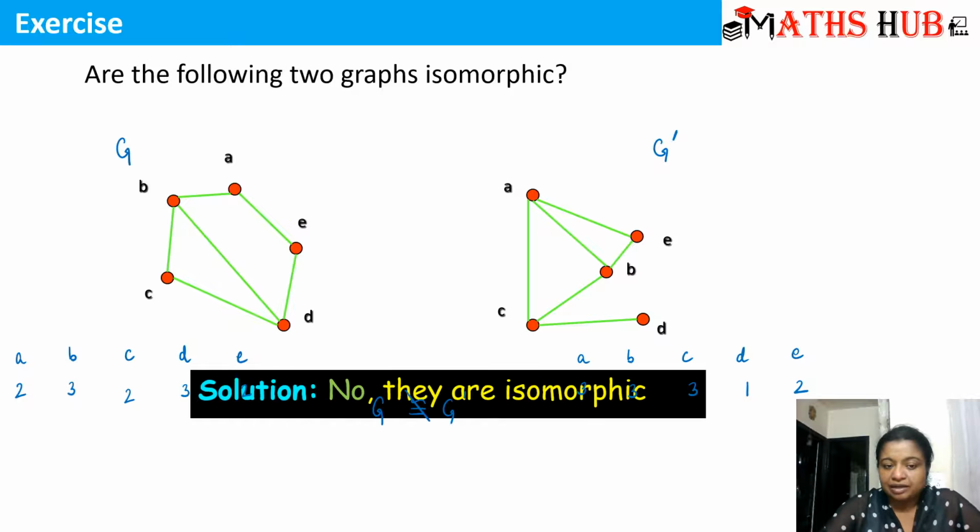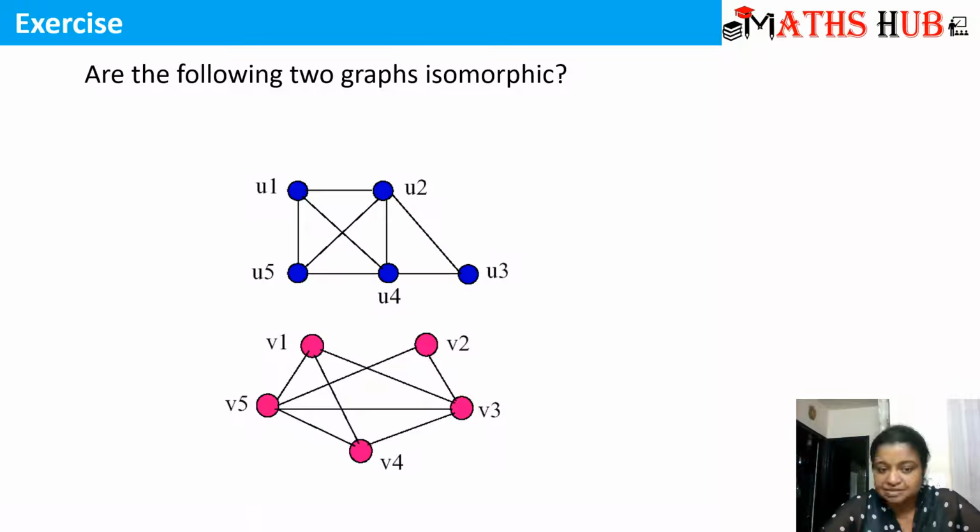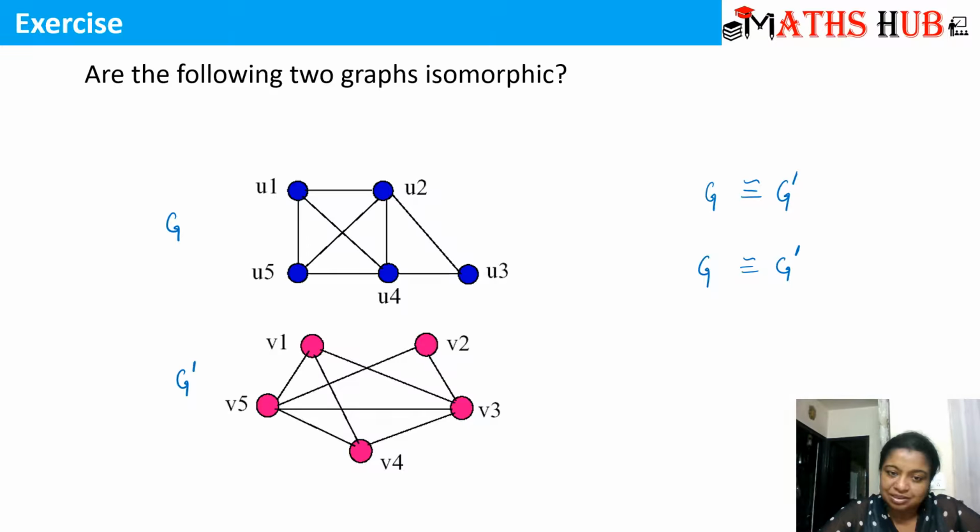So now I leave another question as an exercise for you. You are given two graphs. Let me name this one G and this one G dash. You need to tell me in the comment section whether G is isomorphic to G dash or G is not isomorphic to G dash. You need to tell me which one is satisfied, right? So do attempt the question and do let me know in the comment section.